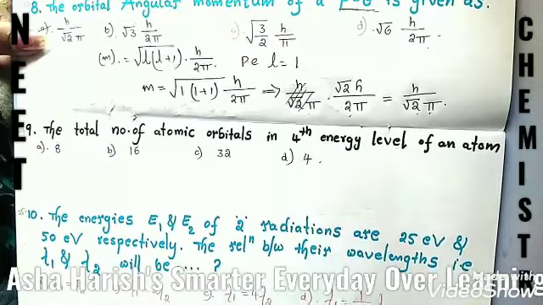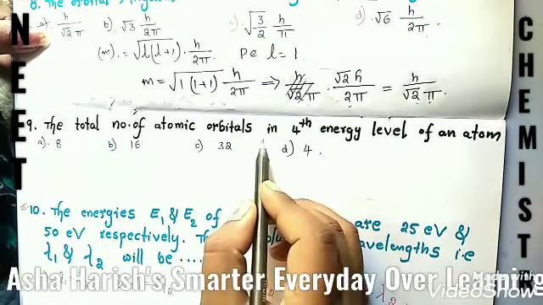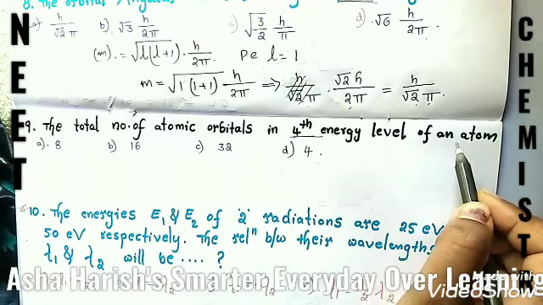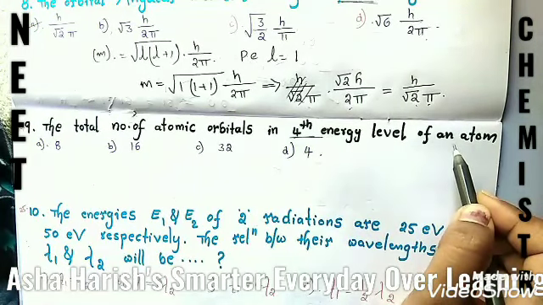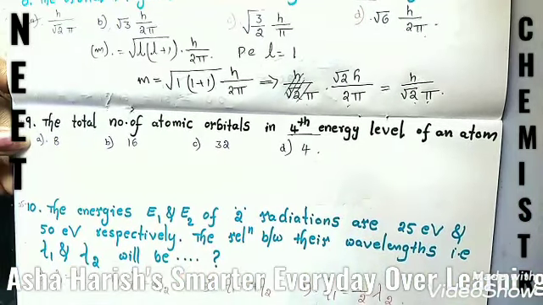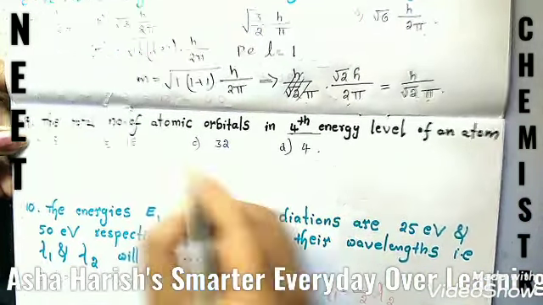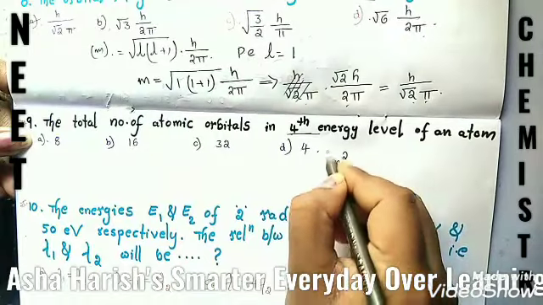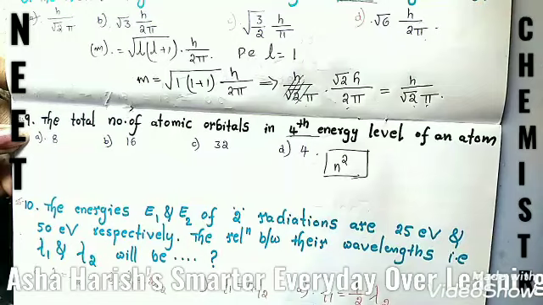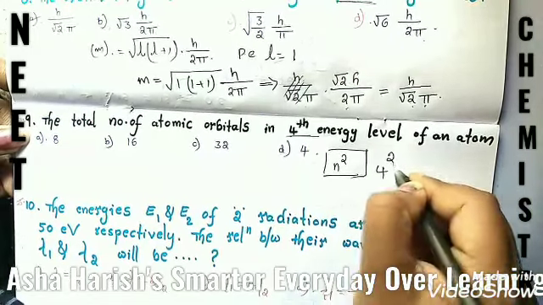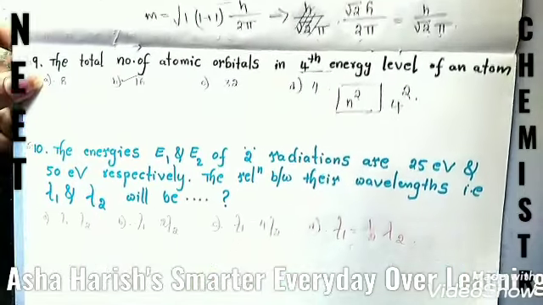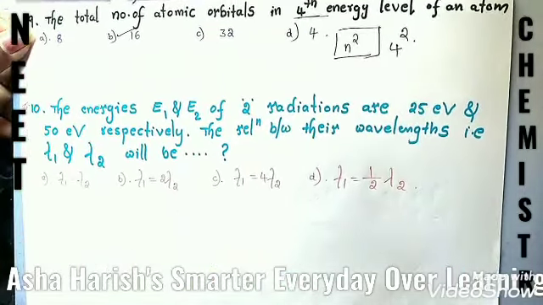Let's see the 9th question. The total number of atomic orbitals in the 4th energy level of an atom. Let us see. The total number of atomic orbitals in any energy level is given by the formula n square. This is the 4th energy level, so if you do 4 square, we should get the answer. That must be 16.